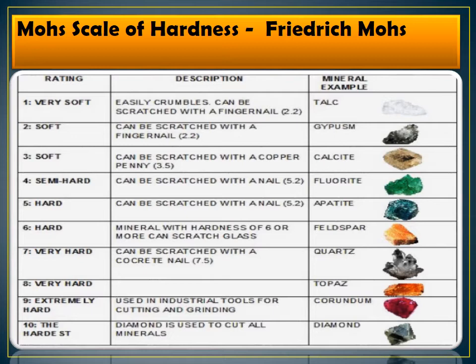For example, we have talc. It is categorized under 1. So the description of it is easily crumbles, can be scratched with a fingernail. Take a look at diamond. Diamond is categorized under 10. Its description is, it is used to cut all minerals. That's why they said that diamond is the hardest mineral above all.